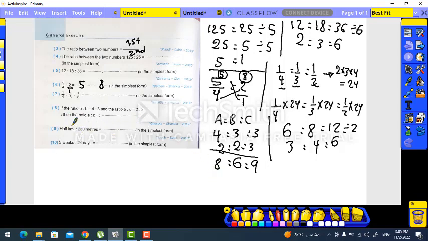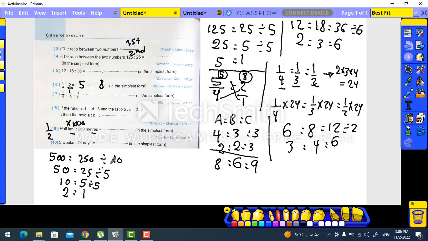9 kilometers and 250 meters. Half kilometers, it means half kilometers. So which one is the biggest, kilometer or meters? Yes, kilometers, so I have to multiply it by 1000. Okay, so it will be now 500 and 250 meters divided by 10, so it will be 50 to 25 divided by 5, it will be 10 to 5 divided by 5 again, it will be 2 to 1.